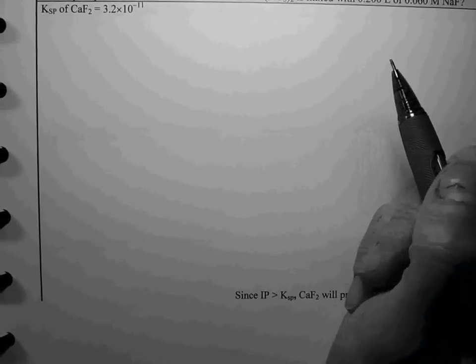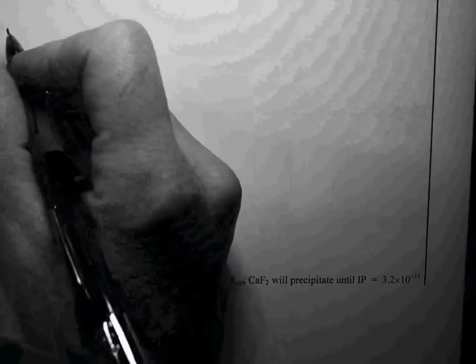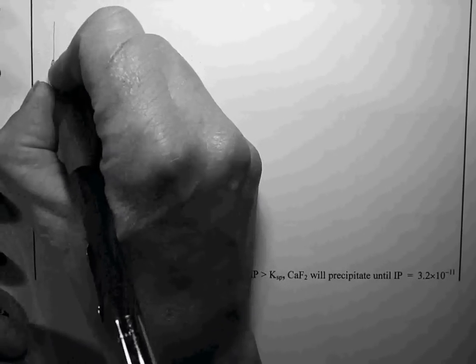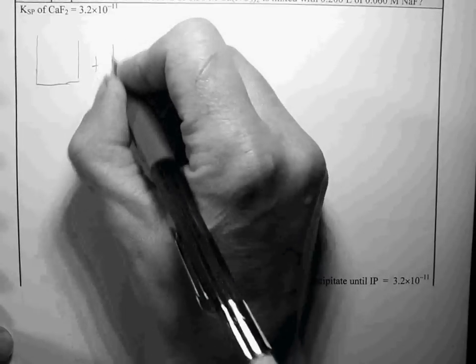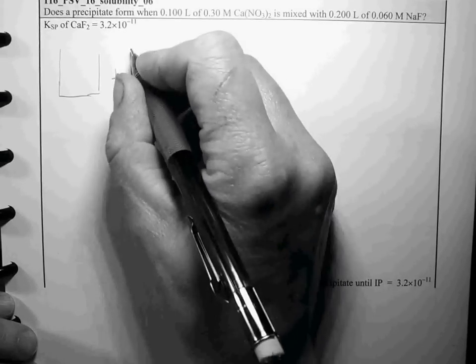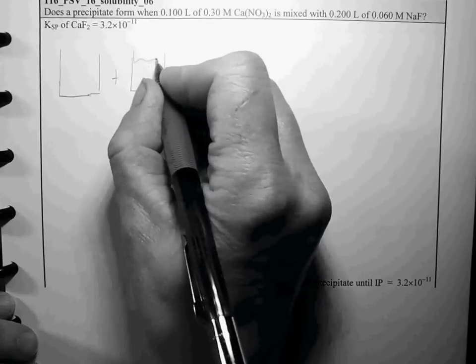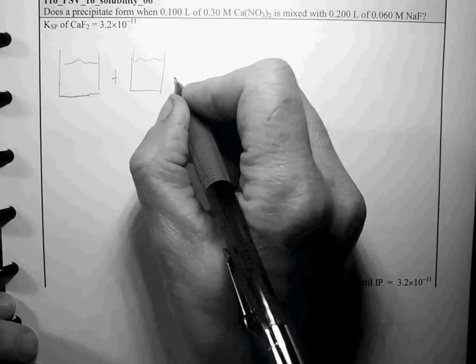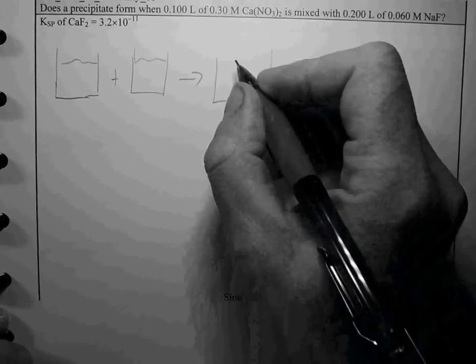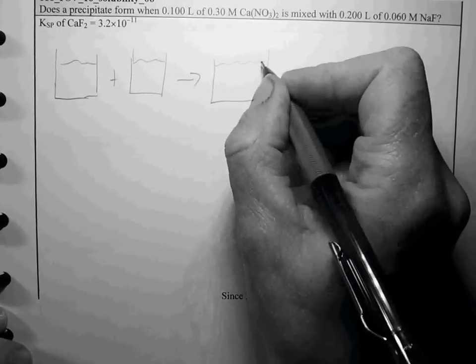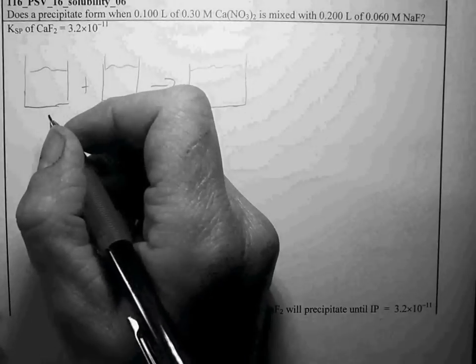This is a solubility problem. We're mixing aqueous solutions together and asked to determine whether or not a precipitate is going to form. So first let's consider the ions that are going to be present in the final beaker to see if there's going to be a possible insoluble precipitate that forms.